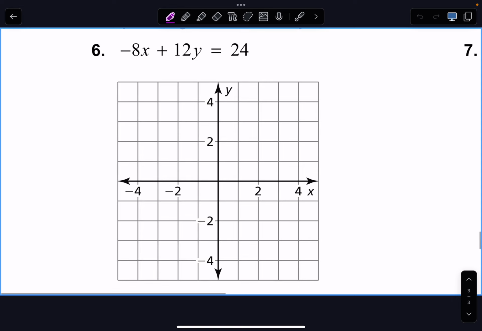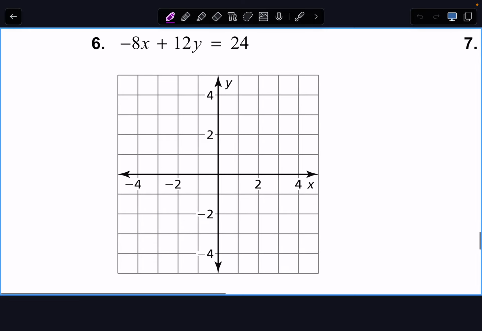So let's talk about this number 6 right here. We're going to graph this by finding the x and y intercepts. Now, here's the deal though, people. I gave you examples where there weren't any common factors in the 3 numbers. Here, that's not the case, so we can't just assume 8 and 12 are numbers that we need. We're going to have to do a little bit of math.